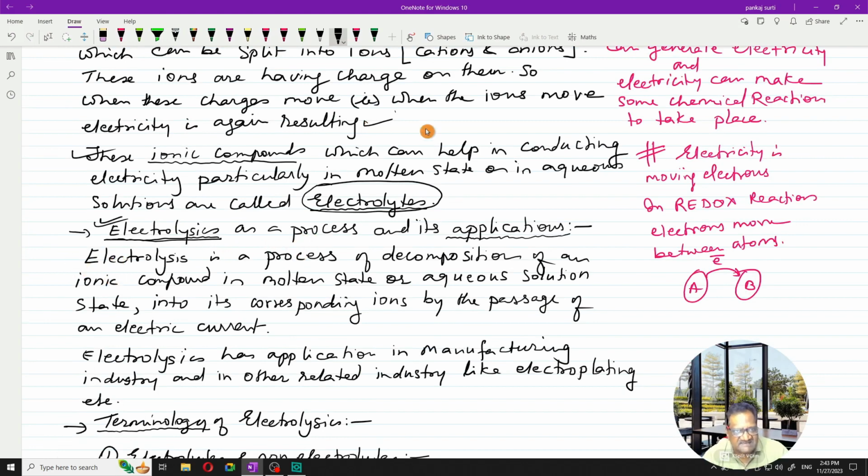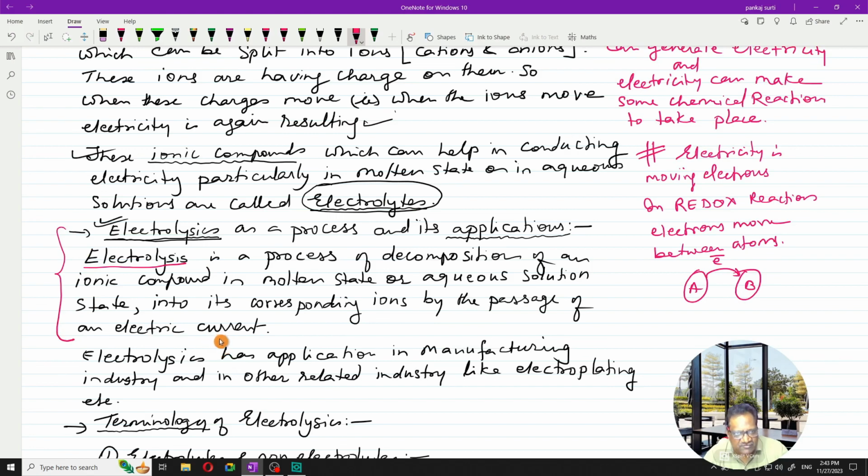Now let us get started from here. This is very important. Okay, electrolysis. Electrolysis is a process of decomposition of an ionic compound in molten state or in aqueous solution state into its corresponding ions by the passage of electric current. So this is precisely, year after year, the definition of electrolysis.